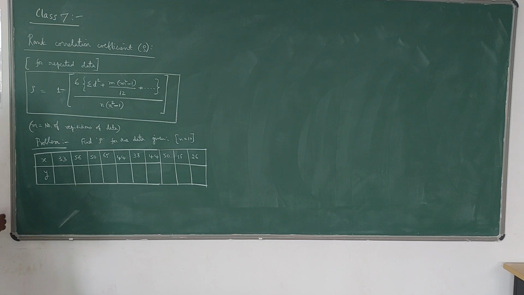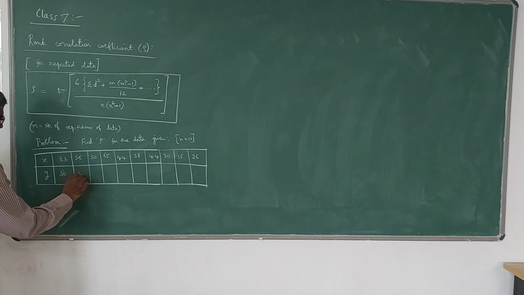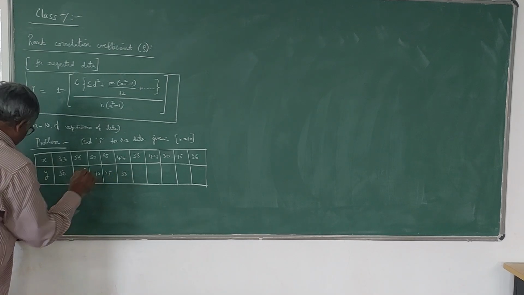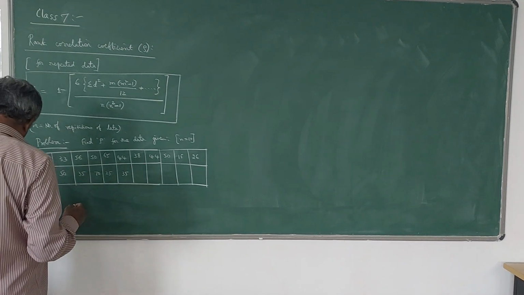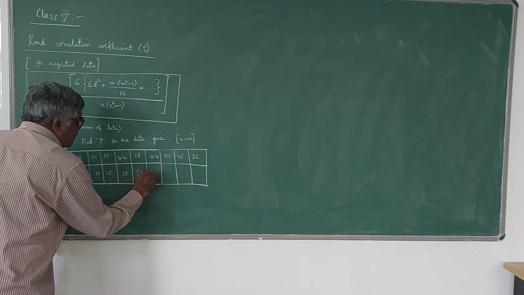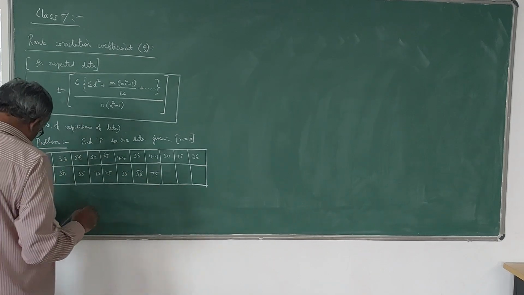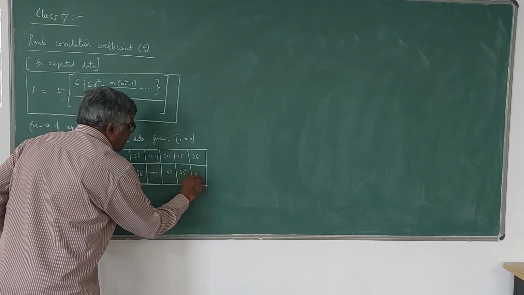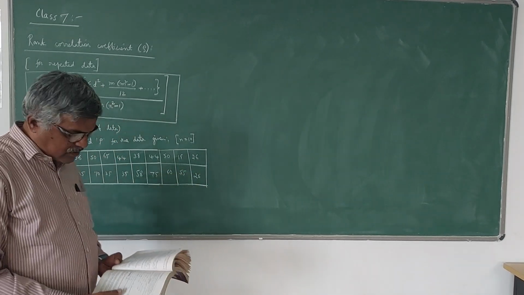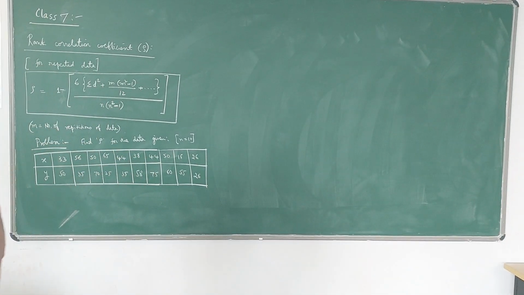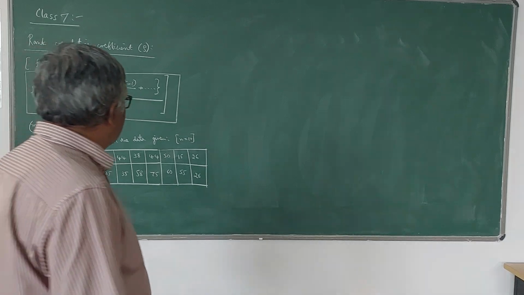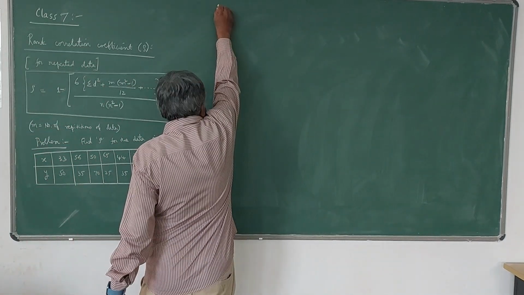The corresponding y values are 50, 35, 70, 25, 35, 58, 75, 60, 55, 26. So this is the data given: 10 sets of data of x and y. We have to find out the rank correlation coefficient for this data.